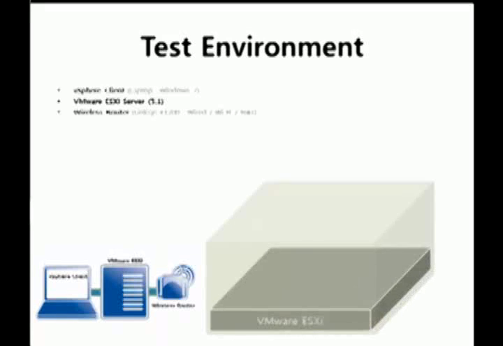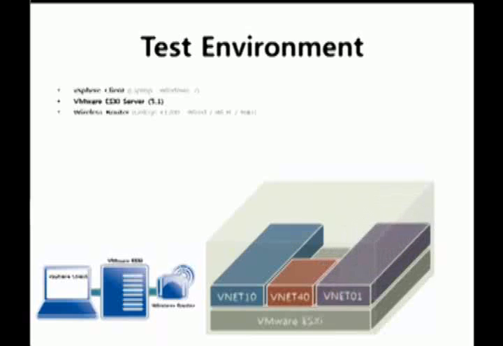ESXi server has 3 VLANs, VLAN 10, VLAN 40, VLAN 1, and the 3 VLANs are interconnected through a virtual router, Vyatta. The Vyatta has a mirrored port to a VLAN, VLAN 40.